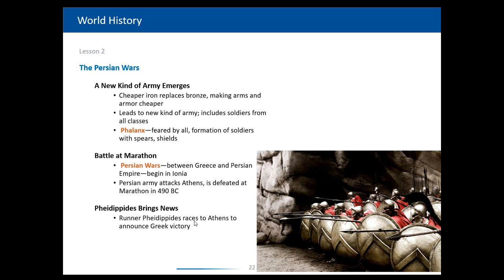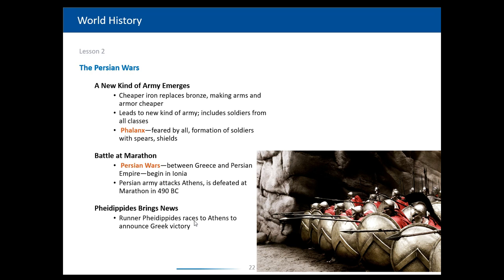The Persian Wars. A new kind of army emerges. Cheaper iron replaces bronze, making arms and armor cheaper, and leads to a new kind of army, which includes soldiers from all classes. A phalanx is a very important formation that the soldiers made with their spears and their shields in order to protect themselves during the fighting.